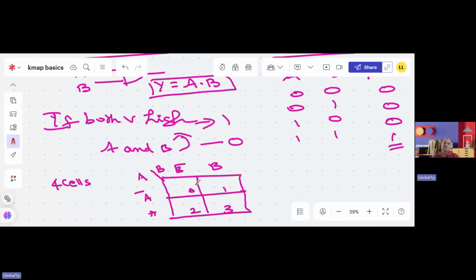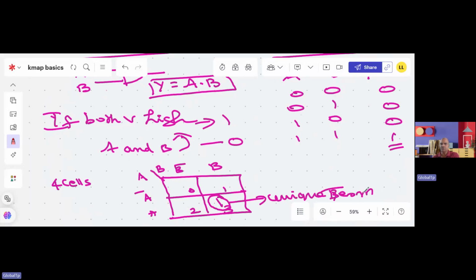Okay. So 0 is 0, 0, 1. That is also 0. No need. 1, 0 is 2. No need. 1, 1 is 1. So I will fill a 1 here. So you can see only one element is available in this Karnaugh map. So I will round it and call this a unique term.